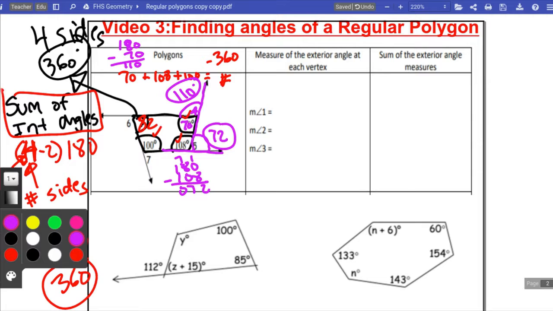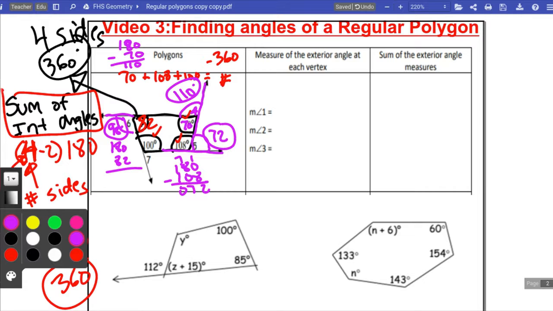All right, and then to find 6, I know that they're supplementary, so all you have to do is 180 take away 82. That should give you 98. We're done. Just like that, right? That wasn't so difficult for that particular question, number 1. All right, so we're going to move on to the next one here.